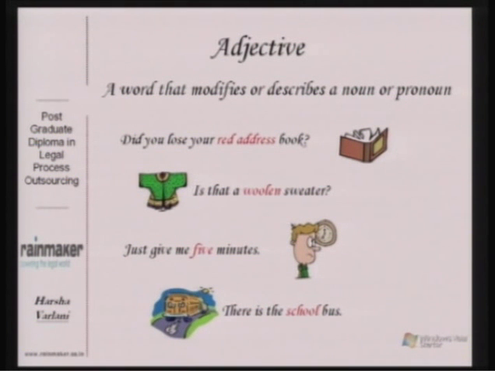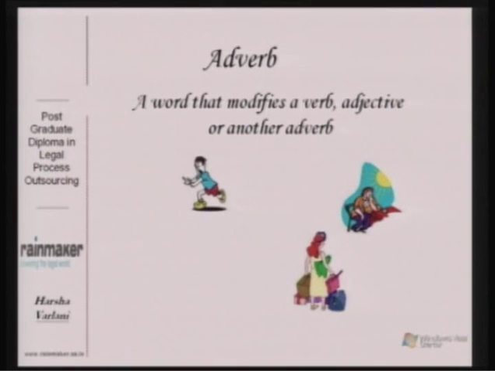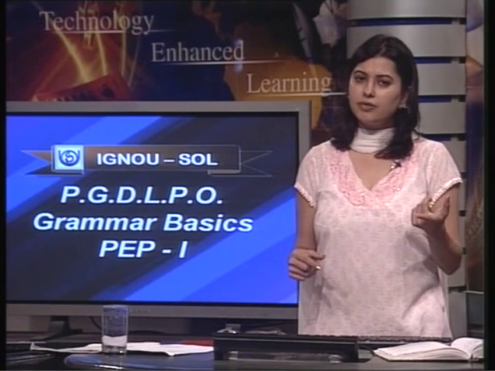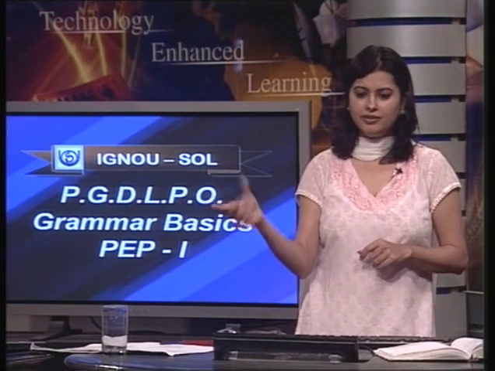Just give us 5 minutes, that is also an adjective. Okay. There is the school bus. School is your adjective. What are adverbs then? A word that modifies a verb, adjective or another adverb is known as an adverb. Okay. He ran quickly. How did he run? Quickly. Running is your verb, he is your pronoun, quickly is your adverb.